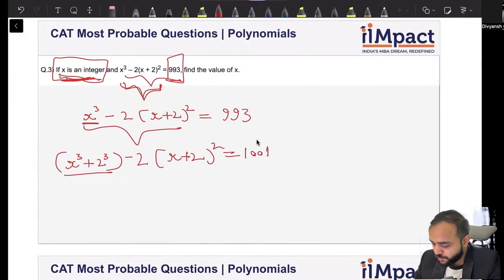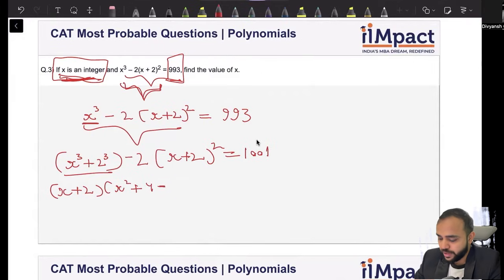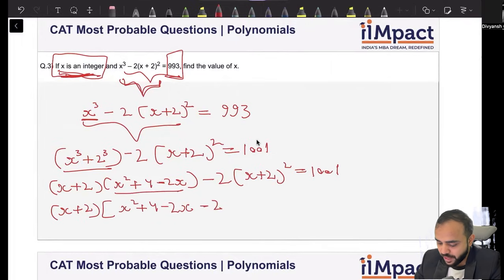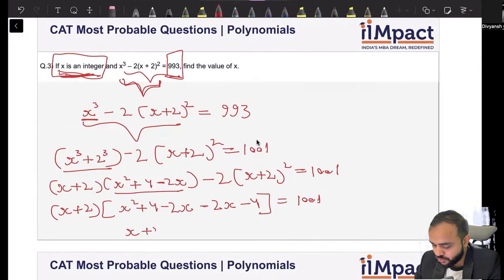Now this is going to be (x plus 2) into (x square plus 2 square, 4, minus ab, that is 2 into x). So we just used our identity. It's going to be this minus 2 times (x plus 2) whole square is equal to 1001. So now I only have to take x plus 2 common. I'll be left with (x plus 2) into this entire term, x square plus 4 minus 2x minus 2 times (x plus 2). So minus 2x minus 4 is equal to 1001, or I will get x plus 2.